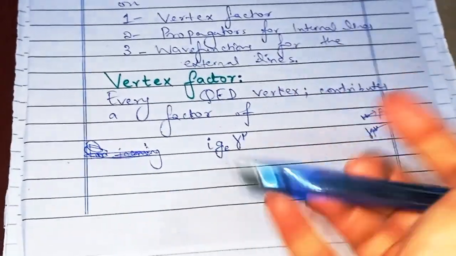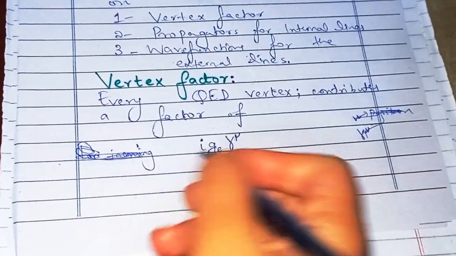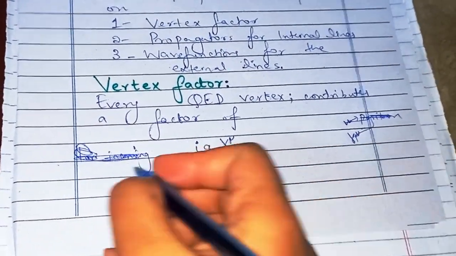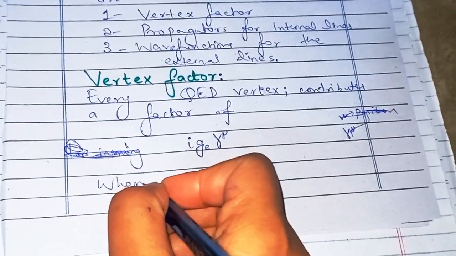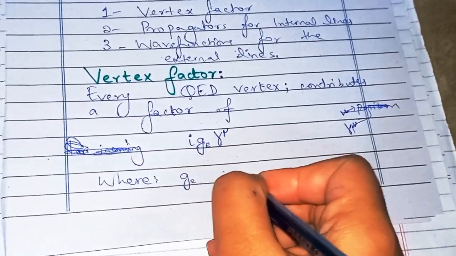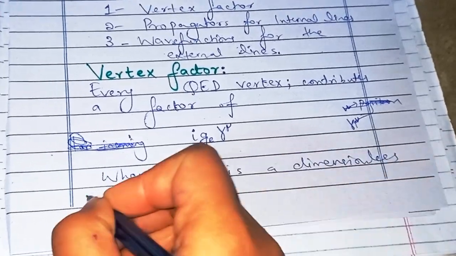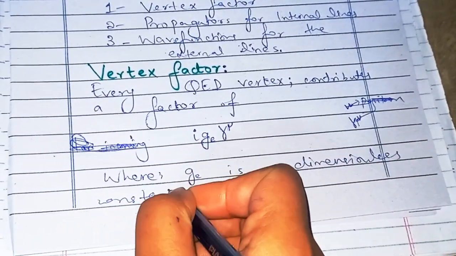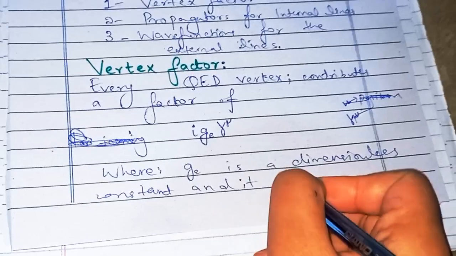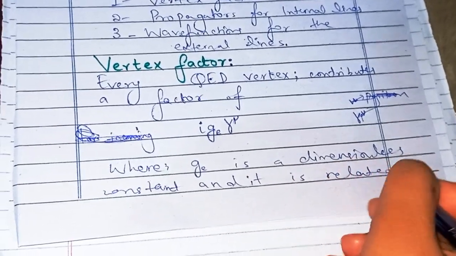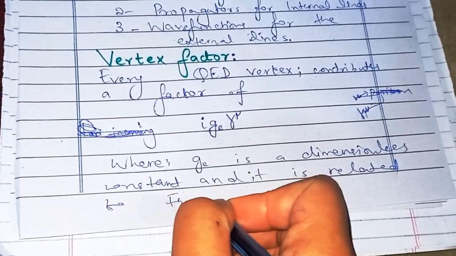And g_e is a constant, a dimensionless constant, and it is related to the fine structure constant.